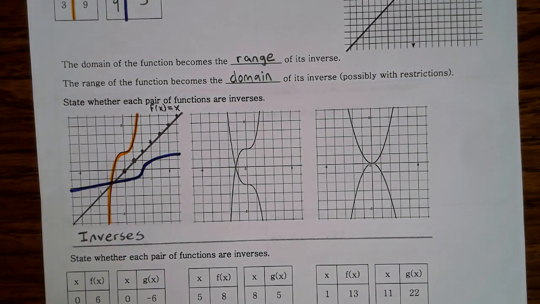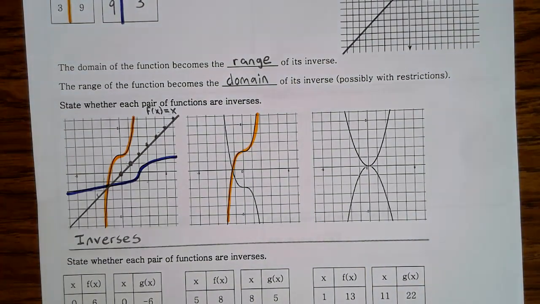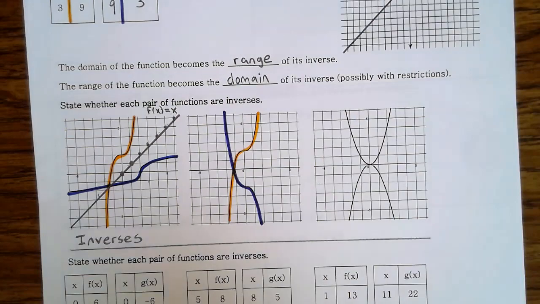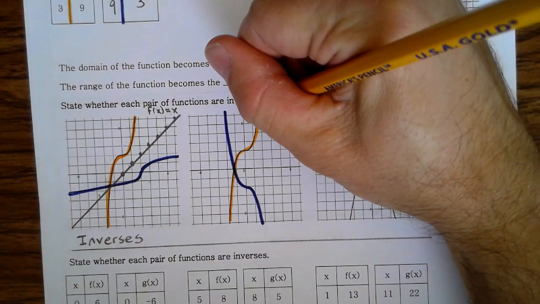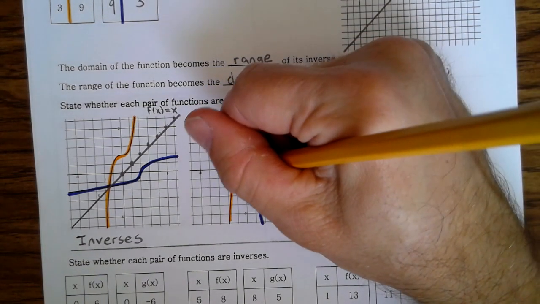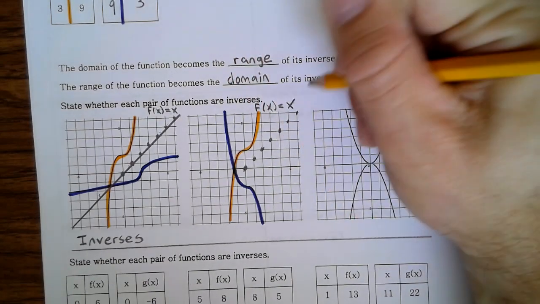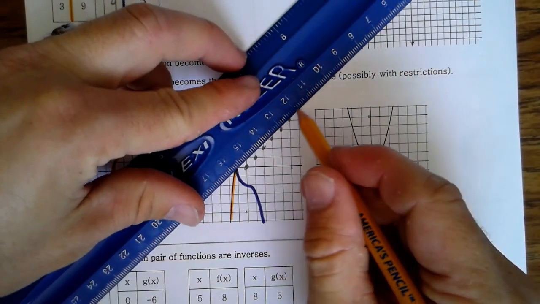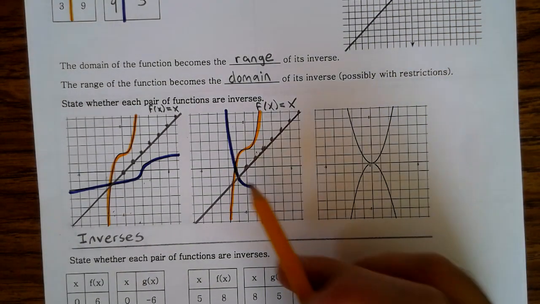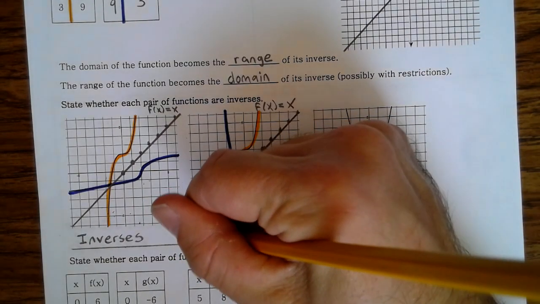All right, so again, I'm going to put some color to them so it's easier to see. Now, if they're inverses, they're going to reflect over the f of x equals x line. So let's graph that. So 0, 0, 1, 1, 2, 2, 3, 3, 4, 4, 5, 5, 6, 6. All right, you can see here that these do not reflect over the f of x equals x line, so they're not inverses.